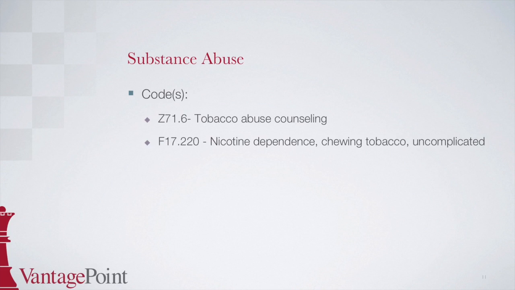In the alphabetic index, start with the term dependence. Indented below is the term tobacco, which states next to it, see dependence, drug, nicotine. Therefore, you would go to the term drug under dependence and then find nicotine indented below. Since documentation states that the patient presents for chewing tobacco cessation, you want to find chewing tobacco indented below nicotine. This points to code F17.220, and after reviewing this code in the tabular, it is apparent that this code for uncomplicated is the most appropriate.